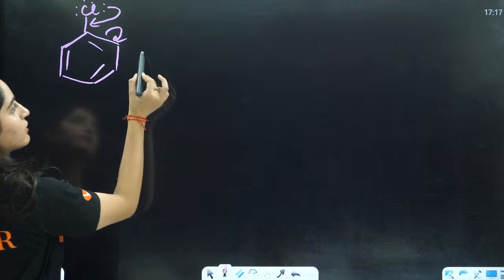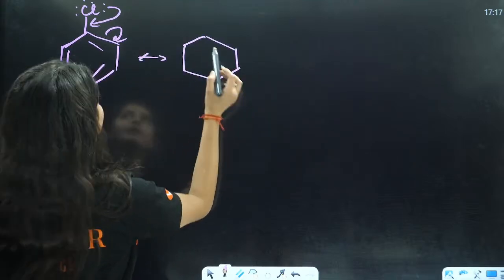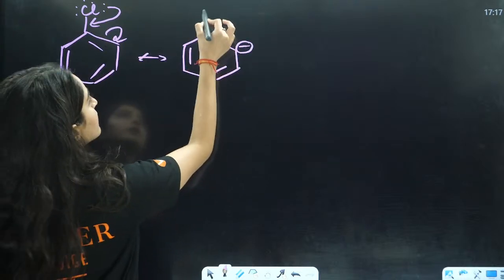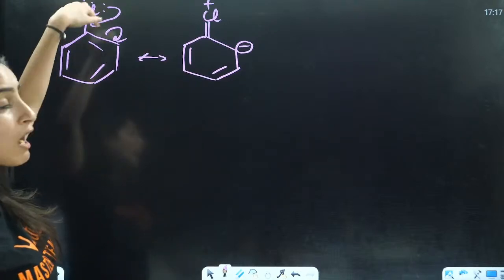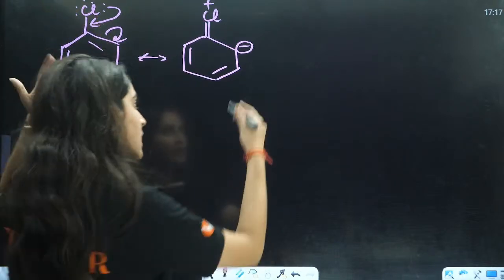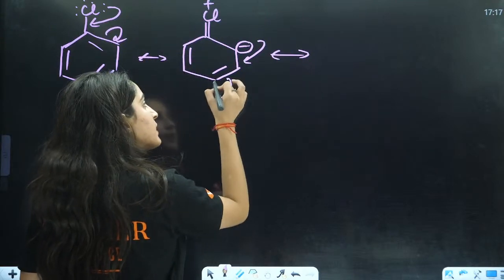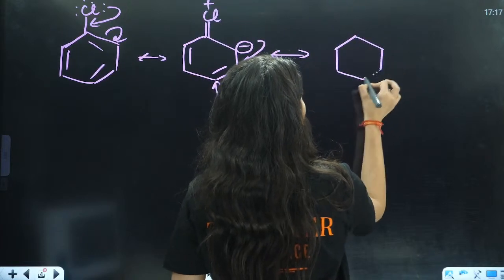It is going to donate the electrons into the ring, and you will have resonating structures: this is negative, this is a double bond, this is Cl, and this is positive, because it is giving out electrons, so there will be one positive charge. Again the electrons jump here, and again you will have this structure, and again this one.